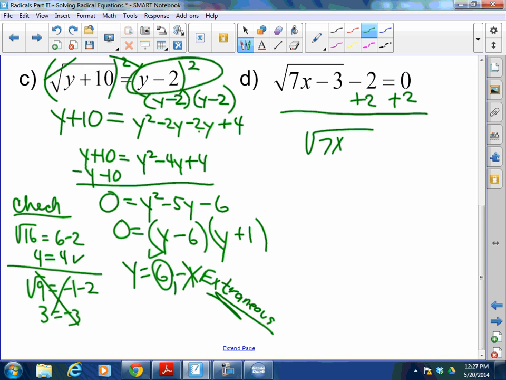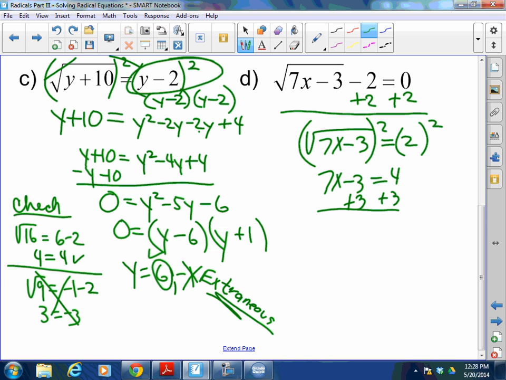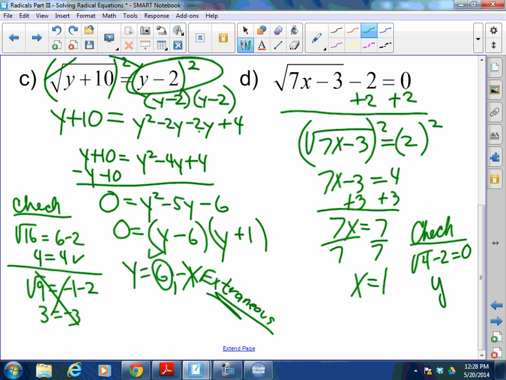So I've got the square root of 7x minus 3 equals 2. Square both sides. 7x minus 3 equals 4. Add the 3 to both sides. 7x equals 7 divided by 7. X equals 1. Let's check it. 7 times 1 is 7, minus 3 is 4. Square root of 4 minus 2, does that equal 0? Oh yeah, yes it does. Square root of 4 is 2. 2 minus 2 is 0, so it works. That is your solution. Does that make sense, gentlemen?